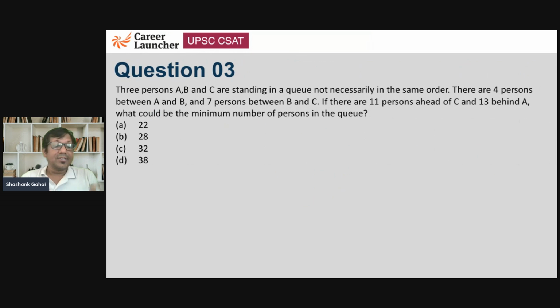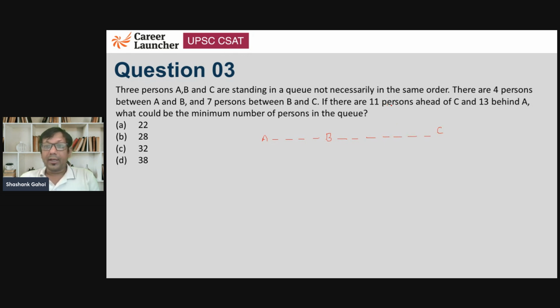What does it say? It says 3 persons A, B, and C are standing in a queue, not necessarily in the same order. There are 4 people sitting between A and B. Okay, so A, 1, 2, 3, 4, and this is B. There are 4 people sitting between A and B, and 7 people sitting between B and C. Okay, so 1, 2, 3, 4, 5, 6, 7, and that is C.